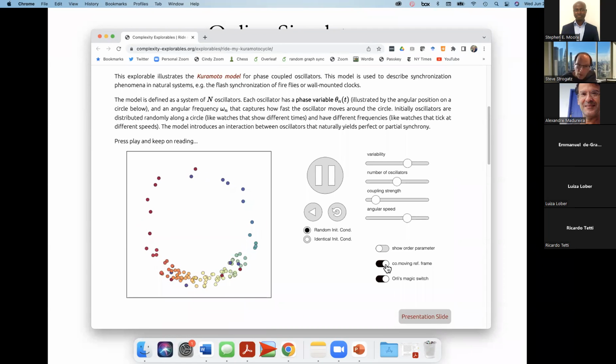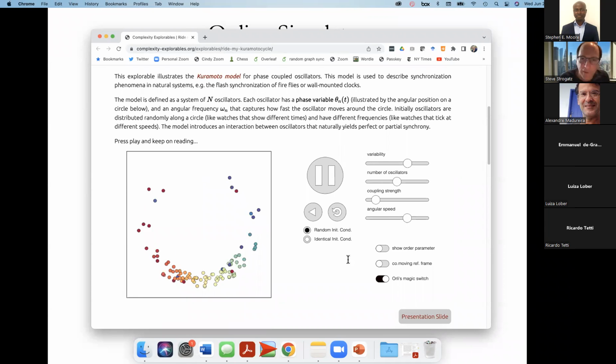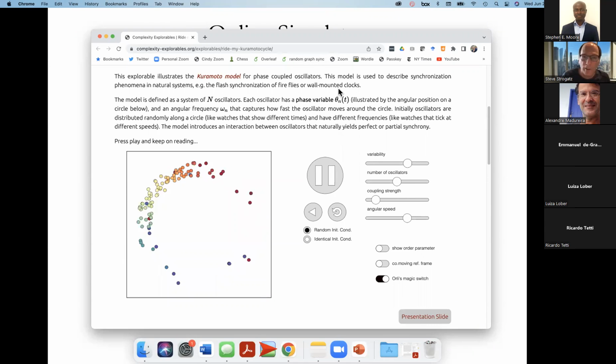Now, it was helpful to go into this co-moving frame. Back in the original frame, it's distracting. It's harder to see what's going on. But anyway, this is the kind of thing that Kuramoto tried to explain. I'll jump out of this simulator. You could play with it on your own time.